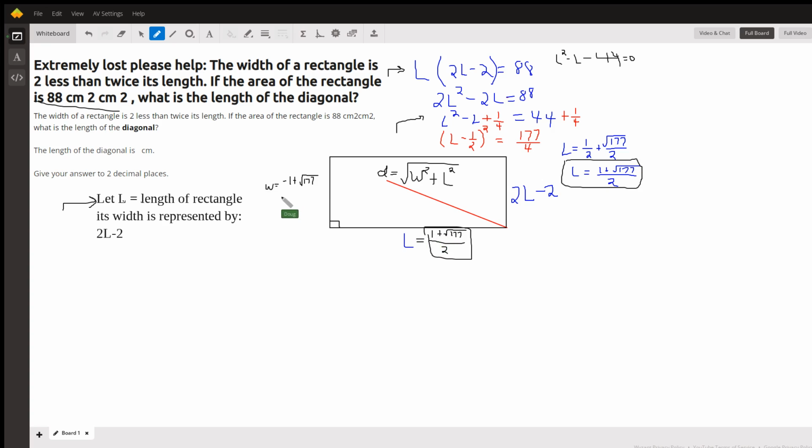And the width is 2 times that minus 2. So if I multiply that by 2, the 2's cancel out. If I subtract 2, 1 minus 2 is negative 1. So there's the width. Now you can go to a calculator, get decimal approximations for these values, and then the diagonal you can find by the Pythagorean theorem. So D equals the square root of W squared plus L squared. I'll let you do the calculation for that.